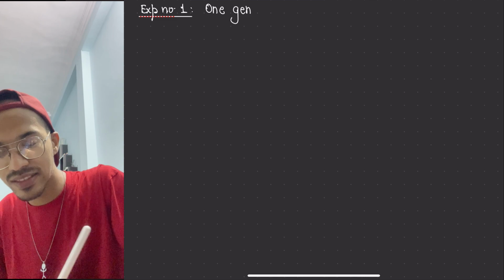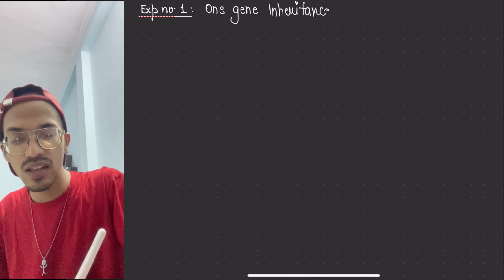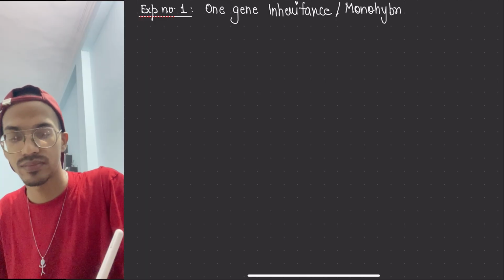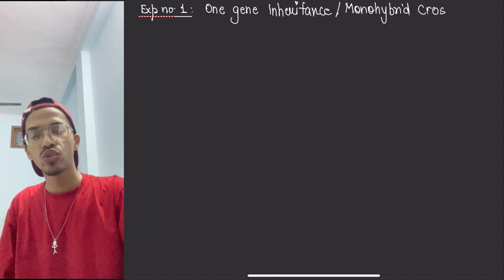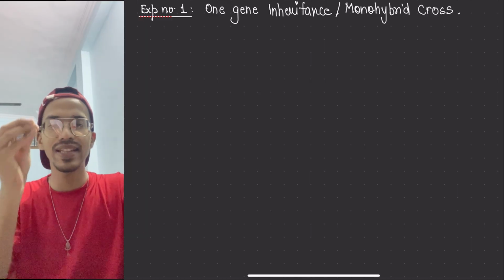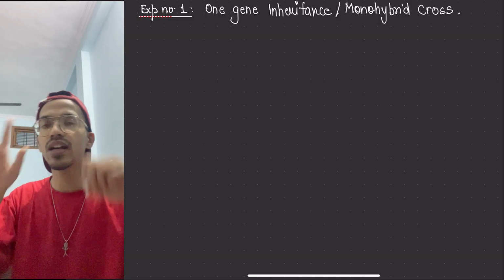So the first experiment, number 1. Okay, so experiment number 1 is what? That is one gene inheritance. So this is what? It is a monohybrid cross. Okay, so one gene inheritance or monohybrid cross means that we are taking one gene. Let's take the factor or character, what? Stem height.